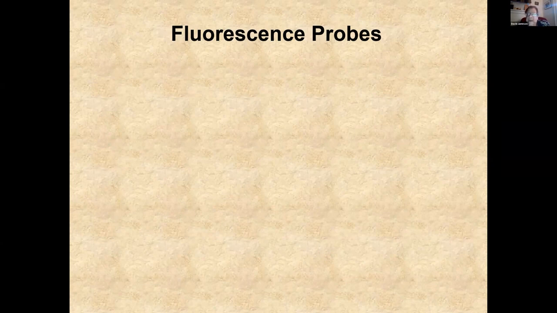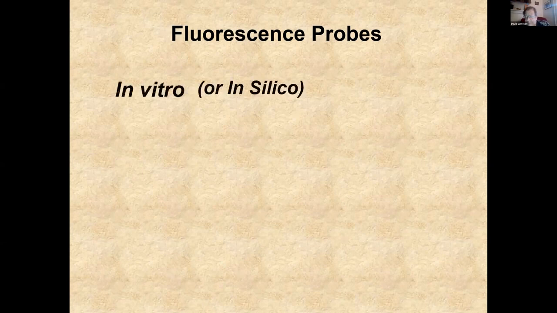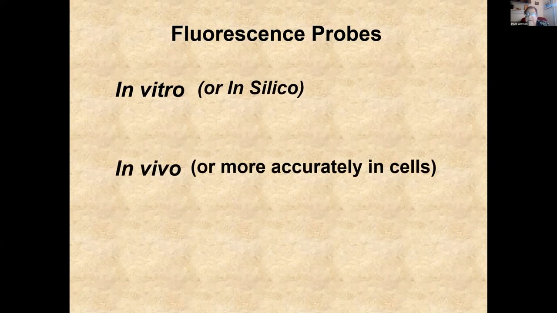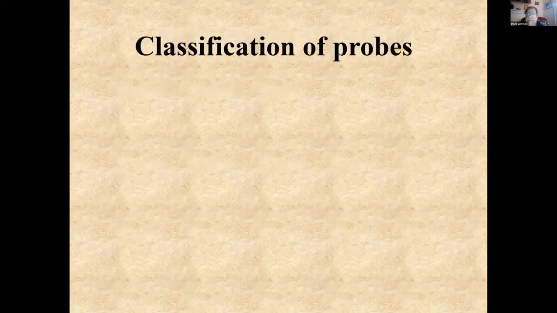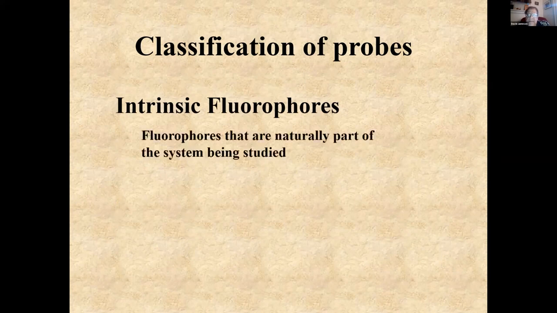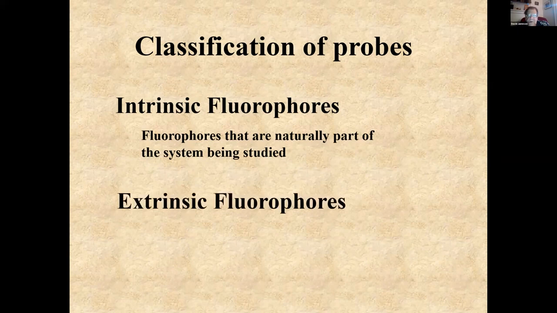Now, let me talk in the remaining 10, 15 minutes about fluorescent probes, because obviously none of this will work unless we have fluorescent molecules. We can talk about in vitro or in silico probes, and in vivo, more accurately in cells. Probes can be classified as intrinsic fluorophores, that is, fluorophores that are naturally part of the system being studied, or extrinsic fluorophores that are introduced.